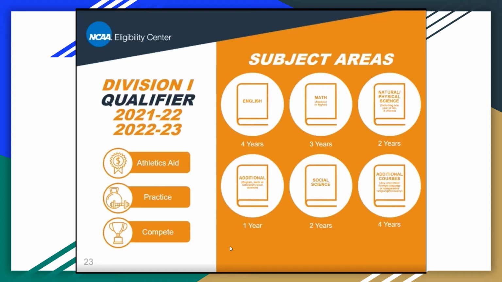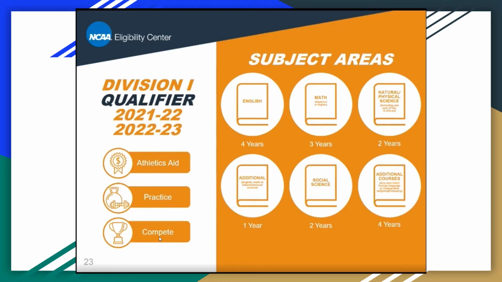So here are the subject areas for NCAA Division I. And the important one we want you to take a look at is the 4 years of English. So be aware that that is required. Now, if you have satisfied all of the academic requirements, you will be able to get athletic aid, which is your scholarship money. You'll be able to practice and you will be able to compete. If you do not have all of these satisfied, you will not be able to participate.